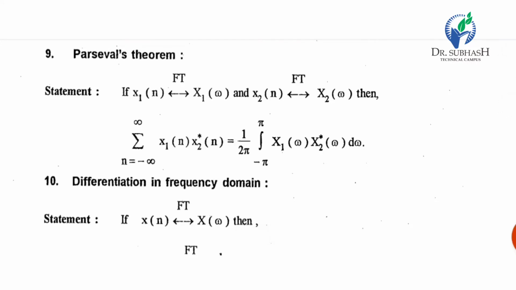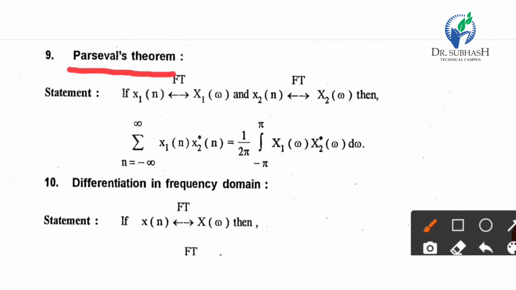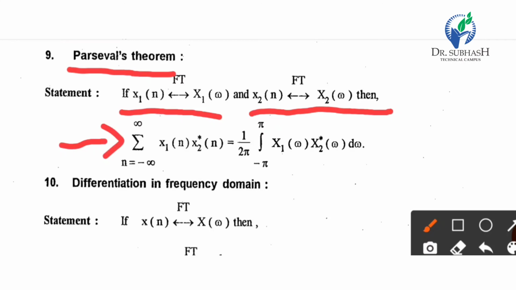The next property is Parseval's theorem. If x1 of n has Fourier transform x1 of omega and x2 of n has Fourier transform x2 of omega, then the summation from n equal to minus infinity to infinity of x1 of n times conjugate x2 of n equals 1 upon 2 pi times the integral from minus pi to pi of x1 of omega times conjugate x2 of omega d omega.